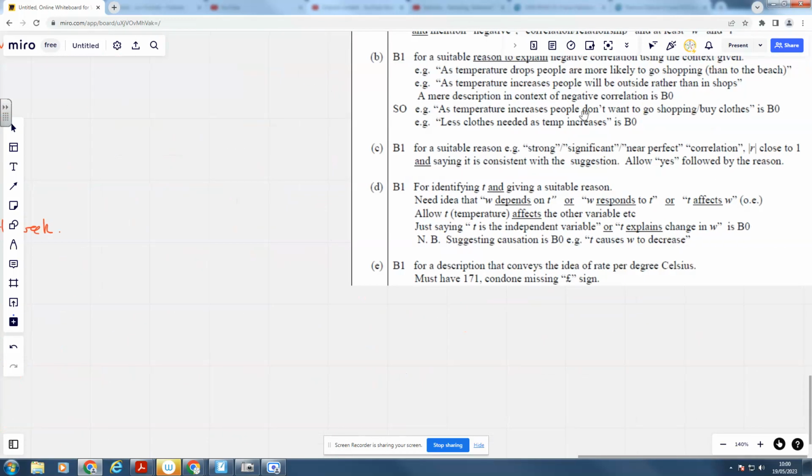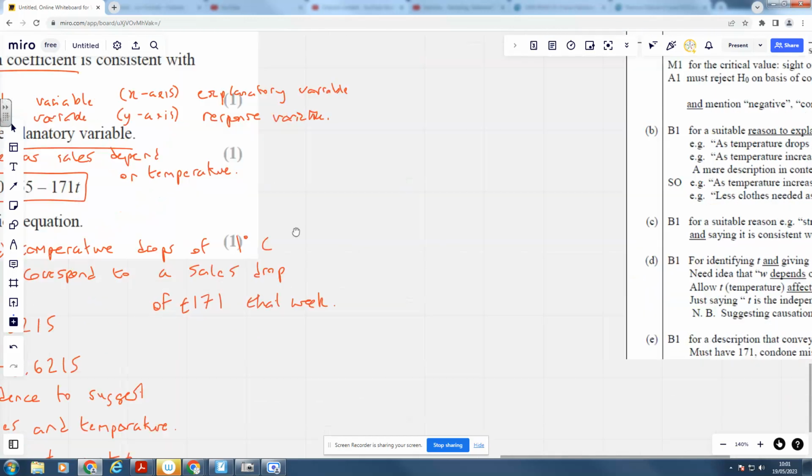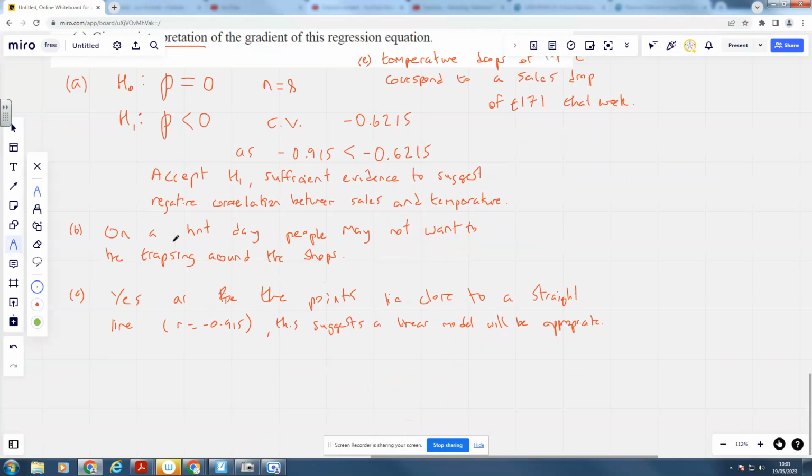I might get that, but I'm really worried because they're saying here that a mere description in context is not allowed. So as temperature increases, people don't want to go shopping. You haven't given a reason. I think that's really harsh. Less clothes needed as temperature increases. Obviously, that's ridiculous. That's really interesting. They want it really, really precise there. They could argue basically that I haven't given a strong enough reason. So they want you to say they're going to the beach. A hot day, people may not want to be traipsing around the shops. They will want to be in the park. Wow, that's harsh.